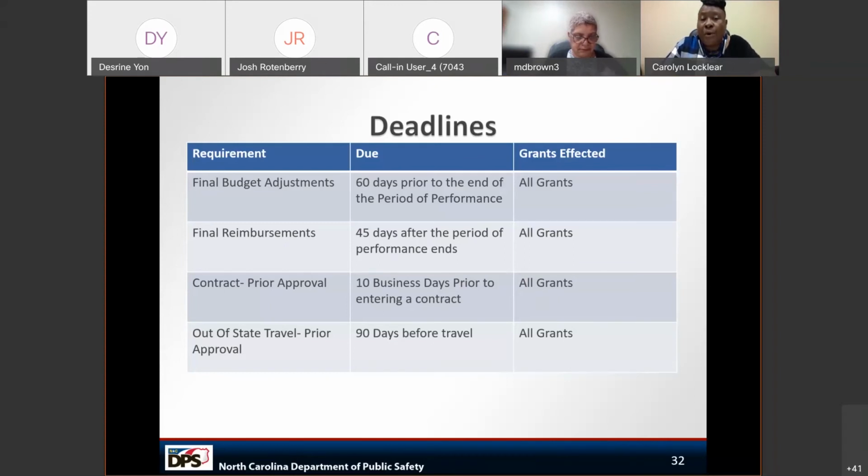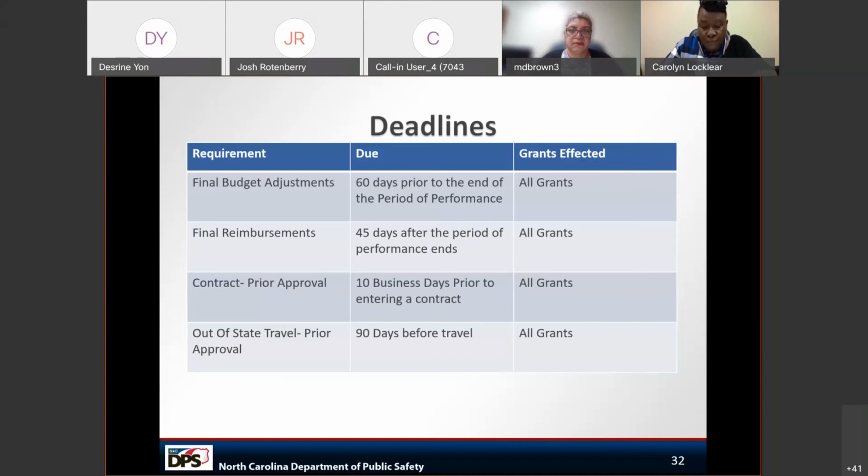Your final reimbursement: once your grant closes in September, you have 45 days to submit your final reimbursement. That is to ensure that if you have any invoices come in after September the 30th, if your payment has not cleared, you have up until November the 14th to get that final reimbursement in.